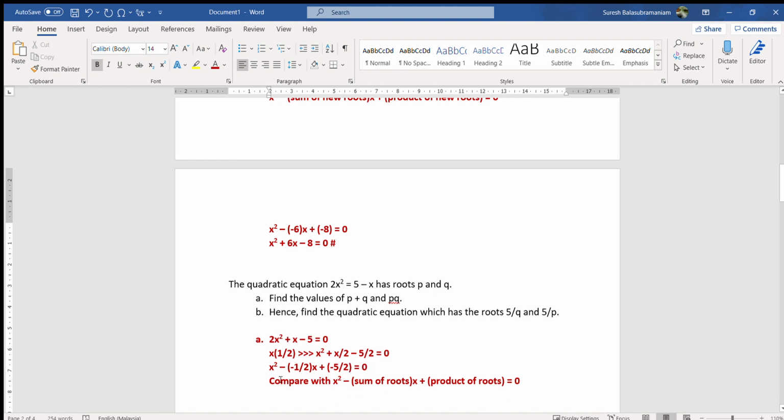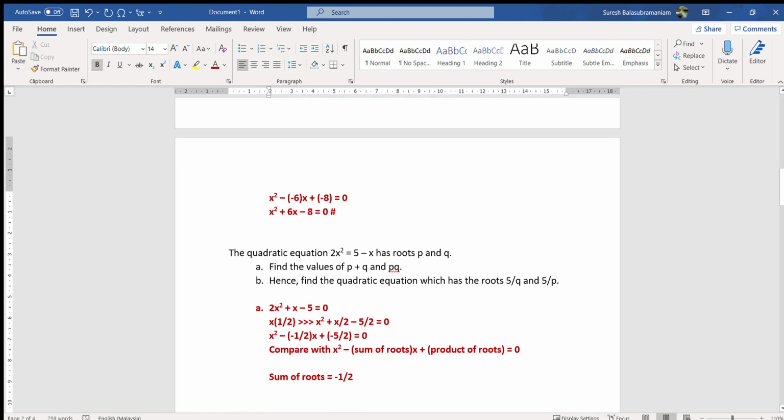Now I can compare with x square this equation, and when I compare, what I'll get, sum of roots equals to negative 1 over 2. So the roots are p and q, so sum of roots is p plus q equals to negative 1 over 2. So that answers the first part of this question.